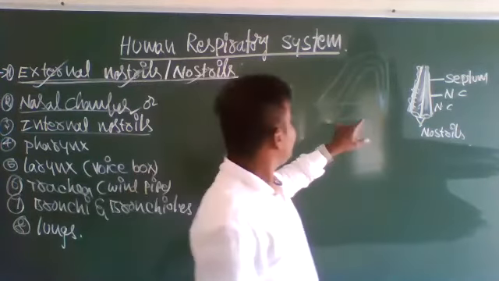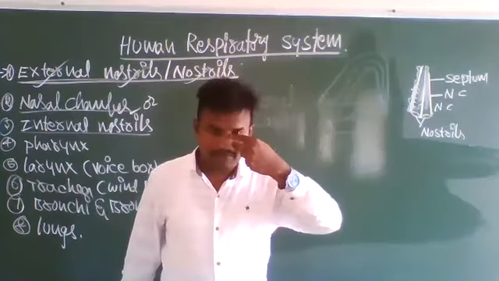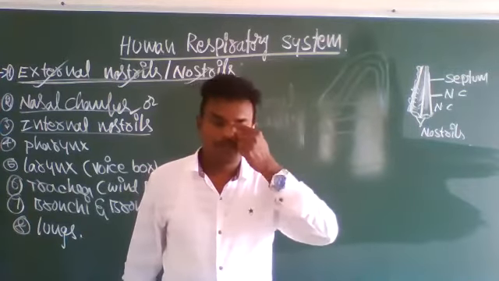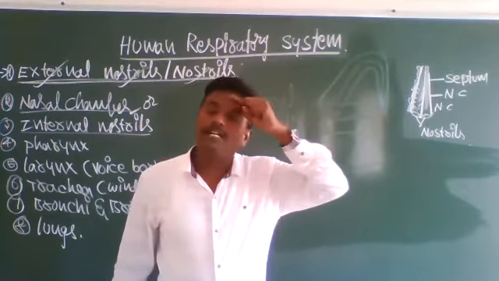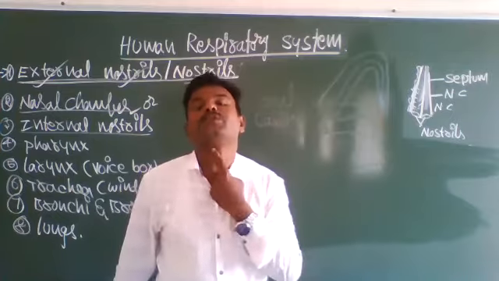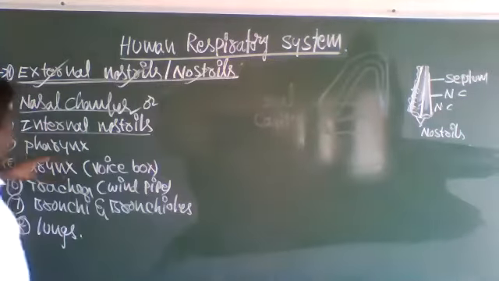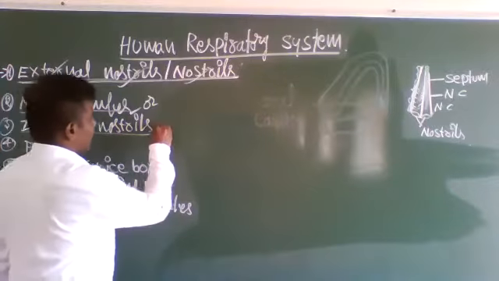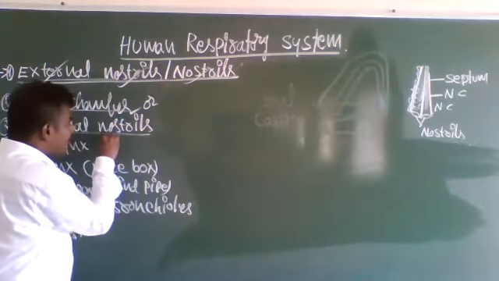Okay. So here, this region, is the nasal chamber or nasal cavities. This nasal chamber goes inside. From inside, it continues and connects to this region, the pharynx region, that is called internal nostrils or internal nares.